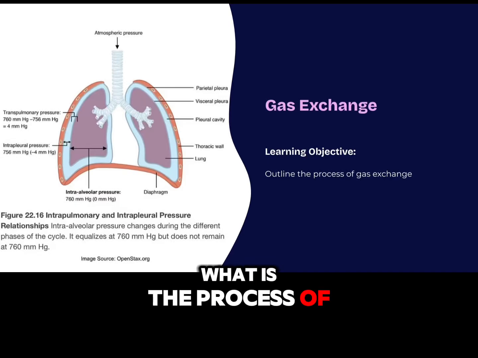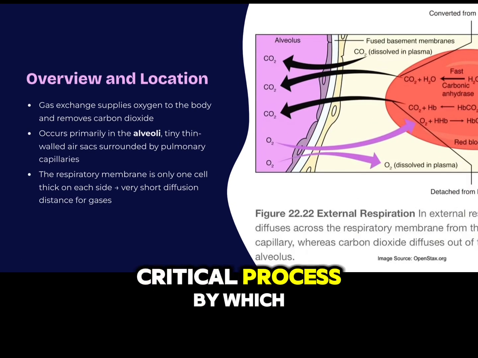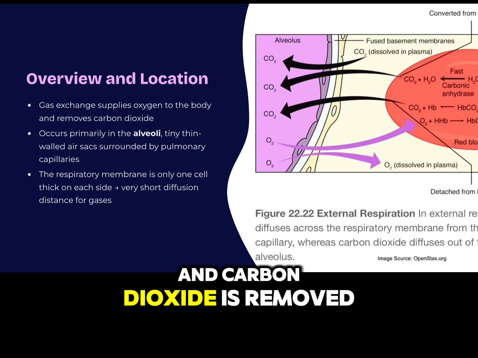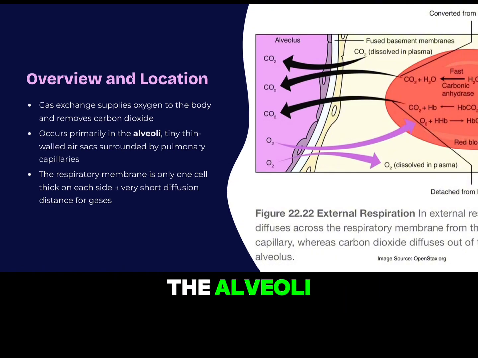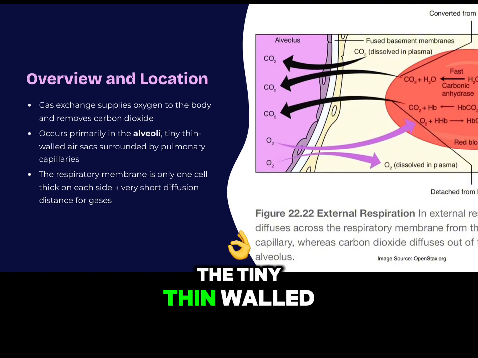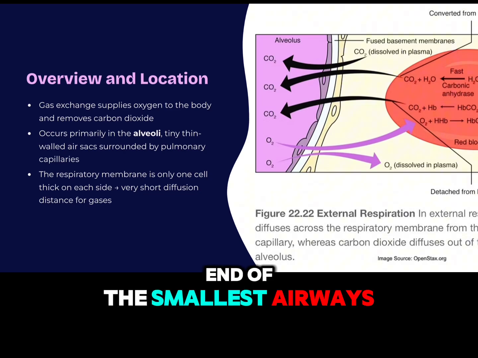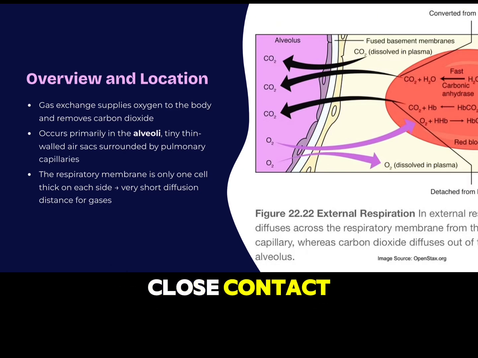What is the process of gas exchange? Gas exchange is the critical process by which oxygen enters the body and carbon dioxide is removed. This exchange occurs primarily in the alveoli, the tiny, thin walled air sacs at the end of the smallest airways, where the respiratory and circulatory systems come into close contact.